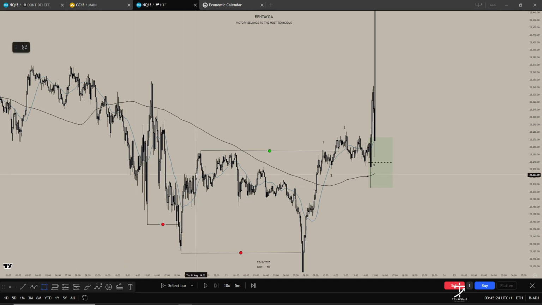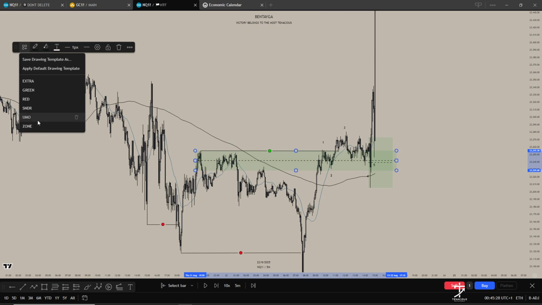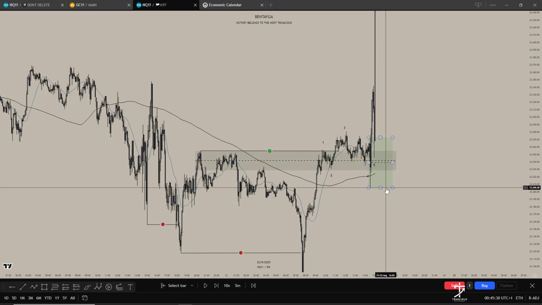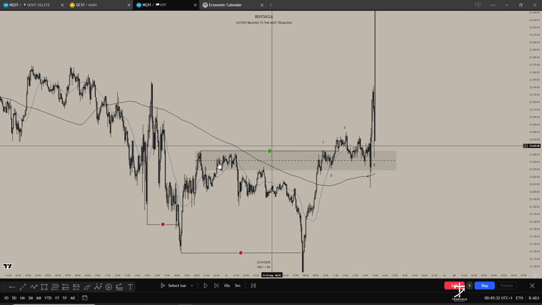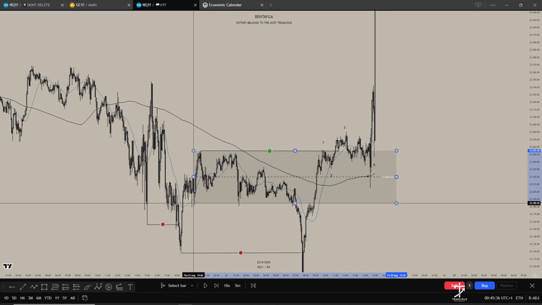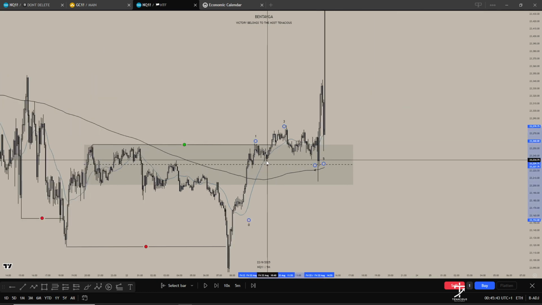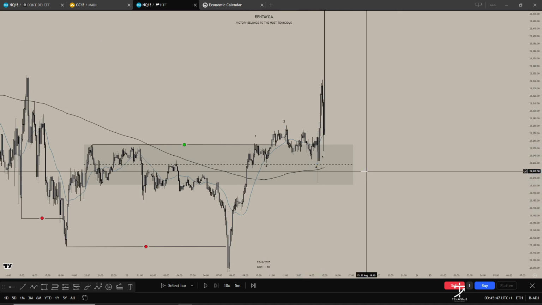You can say that this is SBS model 1, and obviously you can always narrow it down or make it larger. Really up to you, but this is the only SBS that I could potentially see that could have potentially gotten you in, because we are above the SMA.